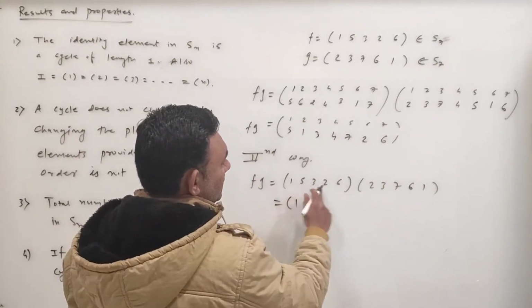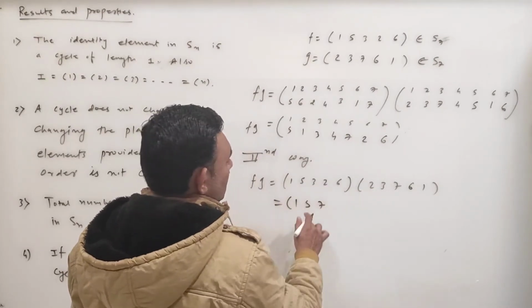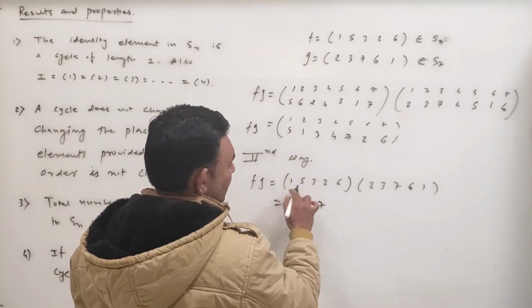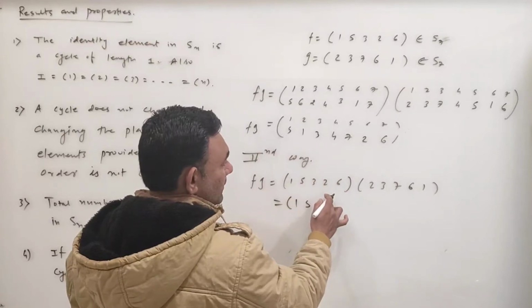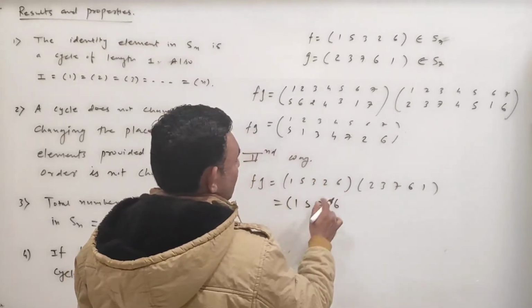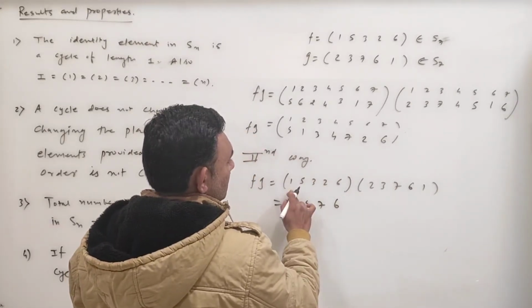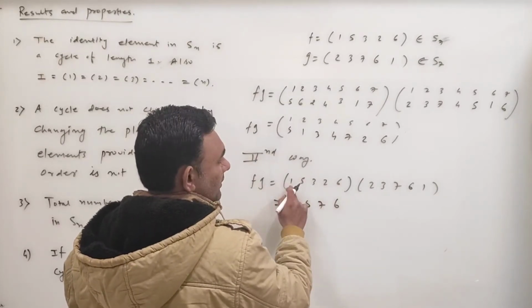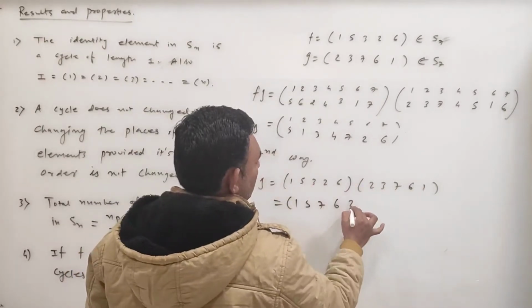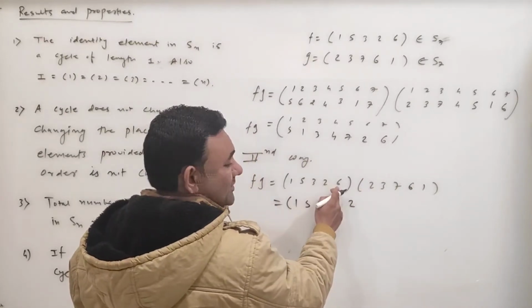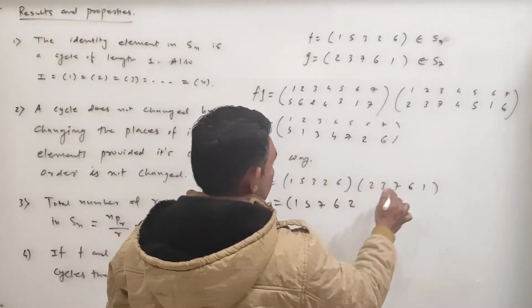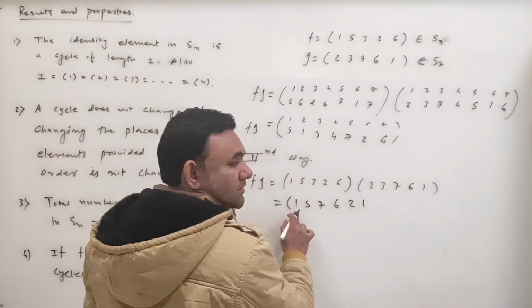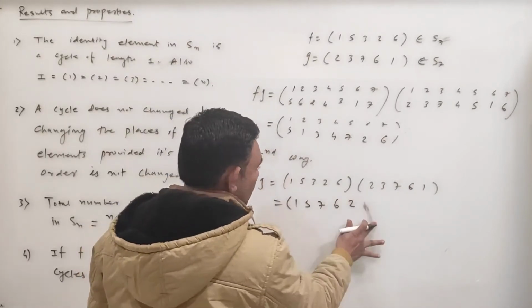5 goes to 3, 3 goes to 7. 7 goes to 7, 7 is missing here. So 7 goes to 7, 7 goes to 6. 6 goes to 1. Now you find the image of 6 in the first cycle, that is 6 goes to 1 and 1 goes to 2. Now 2 goes to 6 and 6 goes to 1, but 1 is the starting element, so we stop here.